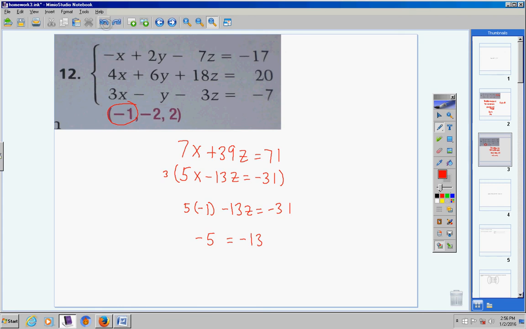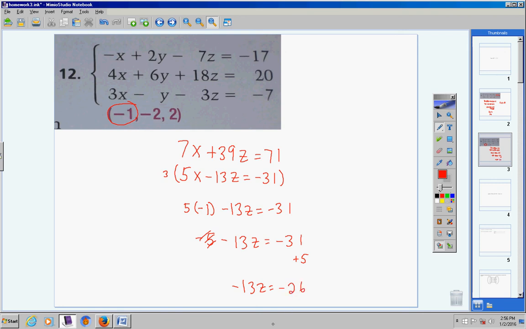Wow, Jonathan, I'm really struggling, aren't I? Alright, let's try this again. 5 times negative 1 is negative 5. Bring down your negative 13z. Bring down your equal sign. Bring down your negative 31. Now, if we're going to get z by itself, we must bring this negative 5 over and make it a positive 5. So now we're left with negative 13z equals negative 26.